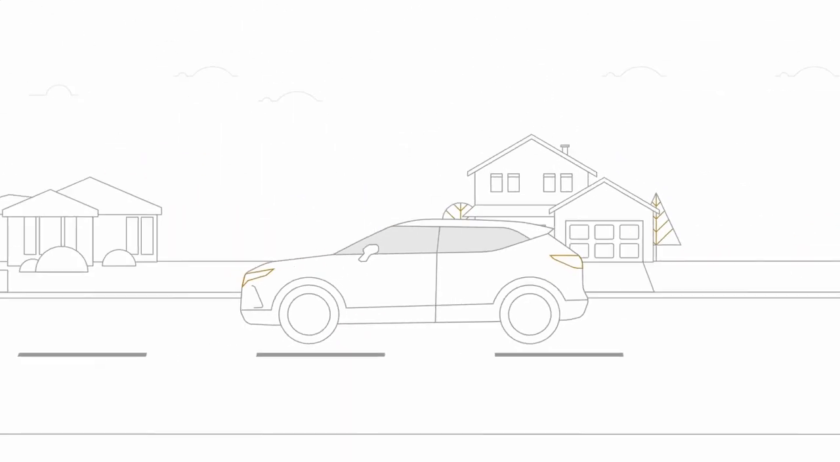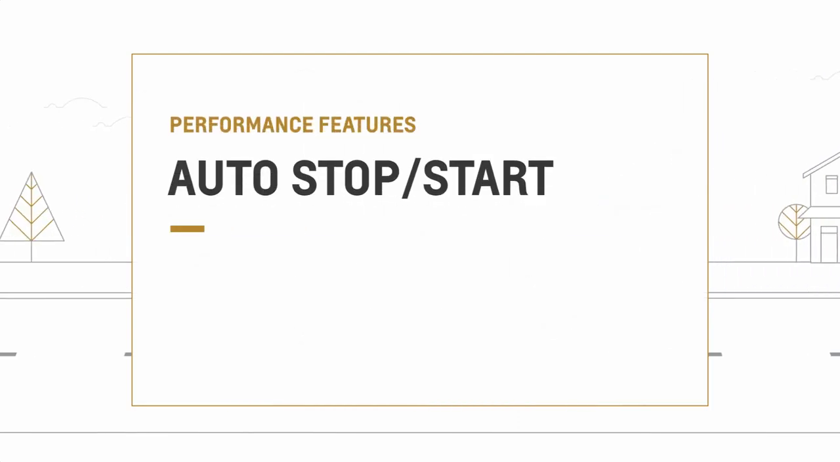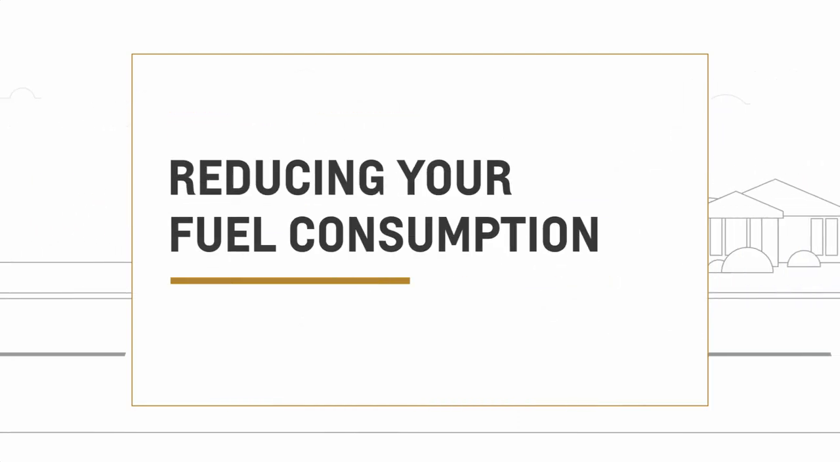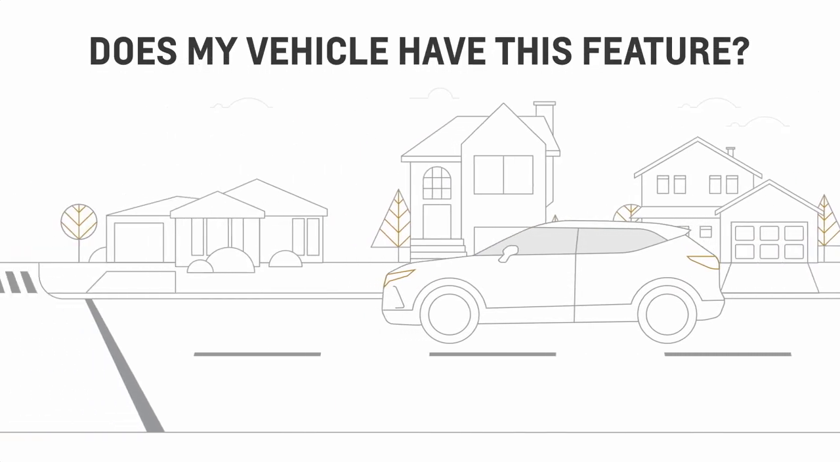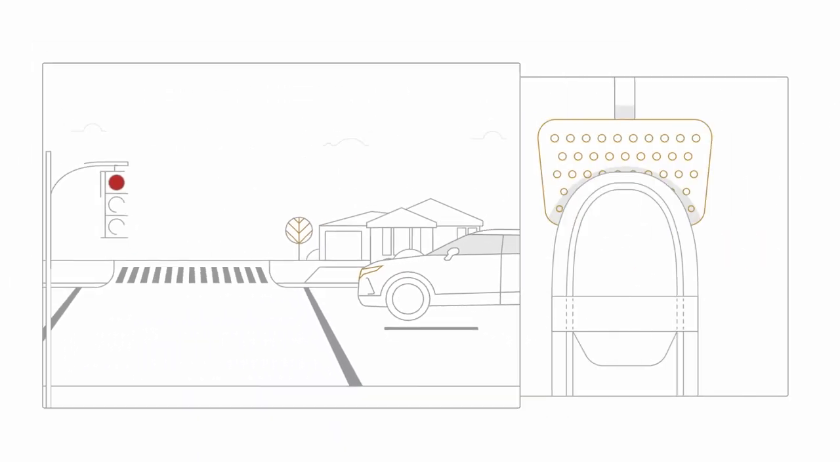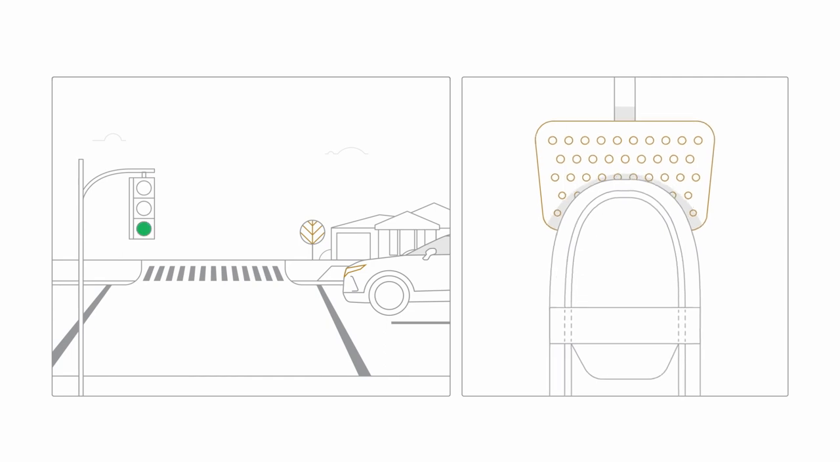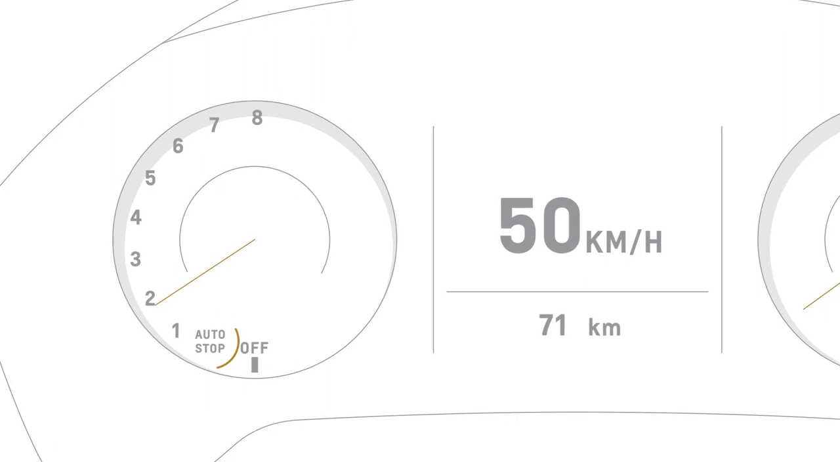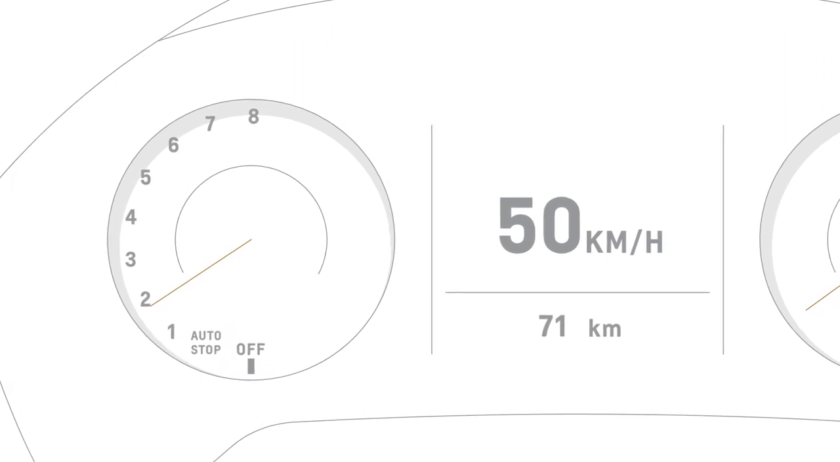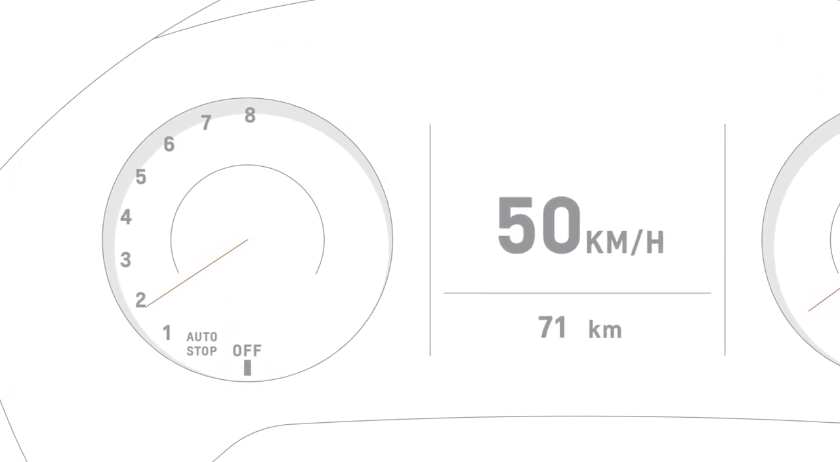Auto Stop Start is a feature that can help you reduce the amount of fuel you use. If you notice your vehicle's engine turns off when you come to a complete stop and turns back on when you release the brake pedal, or you notice a position labeled Auto Stop on your tachometer, then your vehicle is equipped with Auto Stop Start technology.